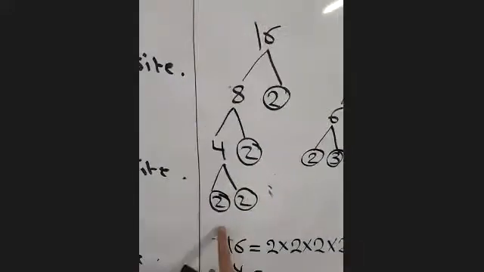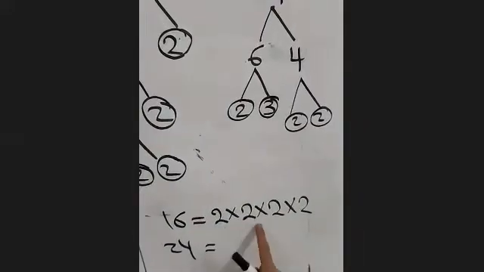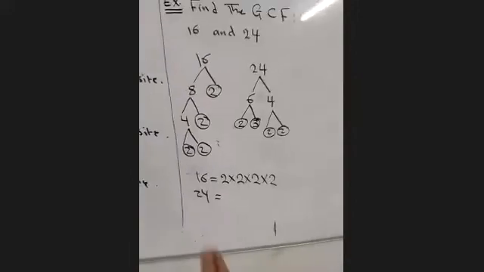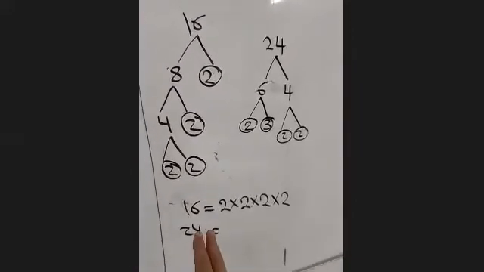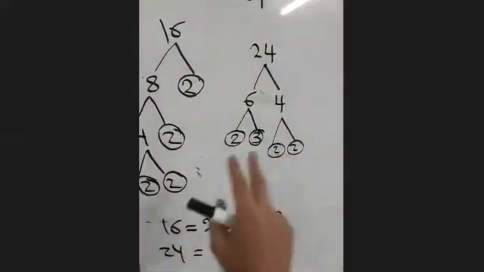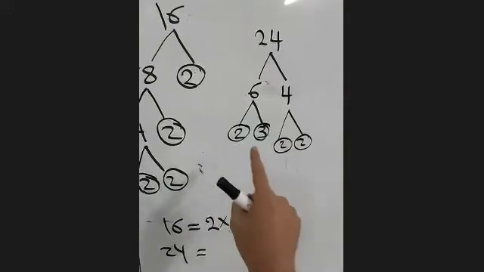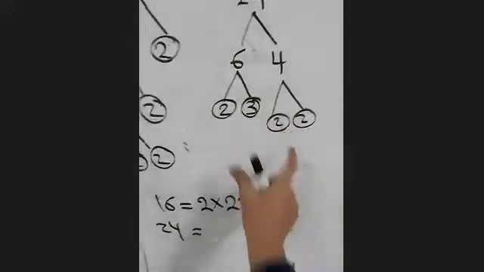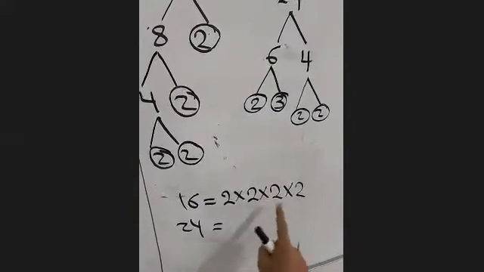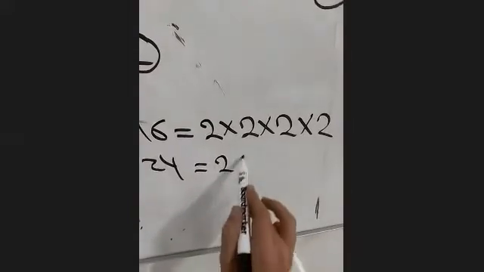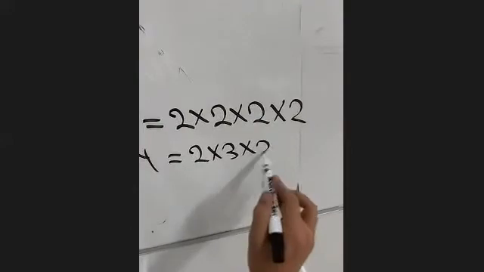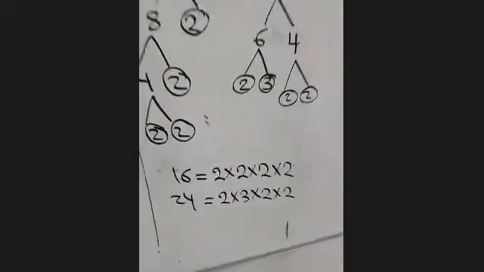Let's check. 1, 2, 3, 4. Now the 24 also, I will put the multiplication of the circled numbers. 2 multiply 3 multiply 2 multiply 2. I put them here with multiplication sign.